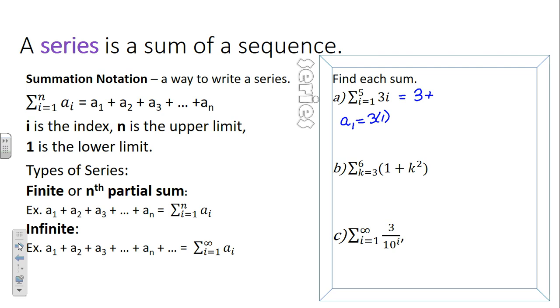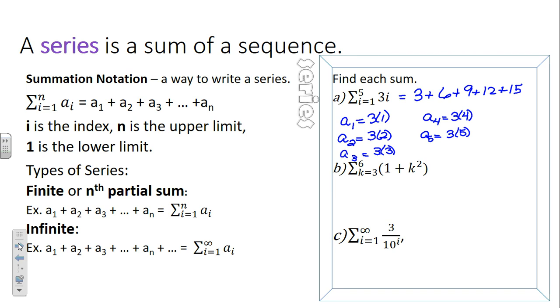And we're going to have to add the second term on. So if we let I be 2, a sub 2 is going to be 6, right? A sub 3 will be 9. A sub 4 will be 12. And a sub 5 will be 15. And then we're finished generating our sequence because we were told our upper limit was 5.